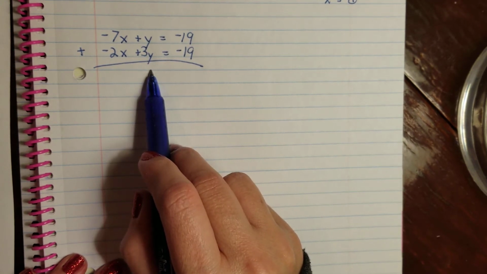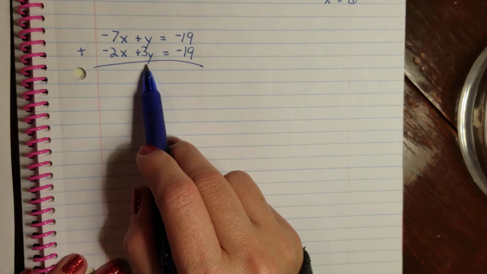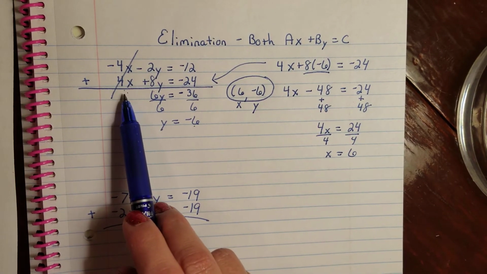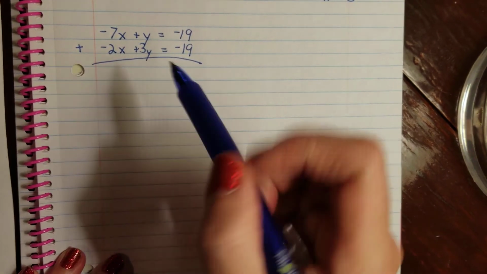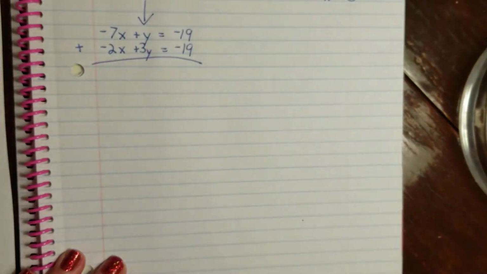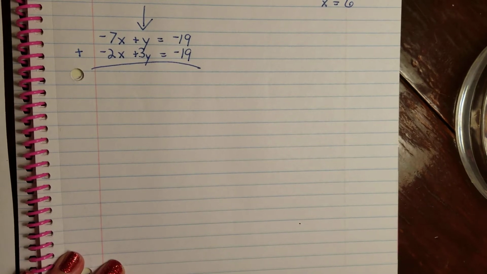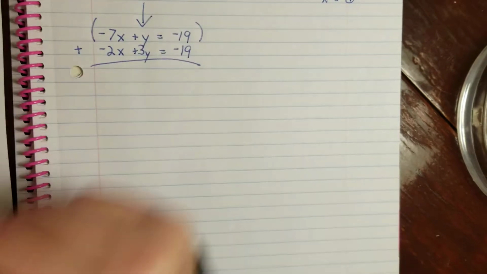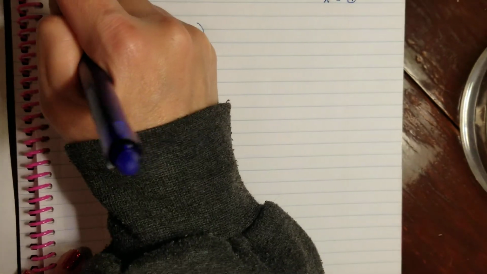Well, I need something to eliminate. Either my x's need to eliminate or my y's need to eliminate. So if they're not automatically eliminating like they did in the last problem, we're going to make them eliminate. I notice that right here, if that top equation was maybe, I don't know, a negative 3y, they would easily eliminate. And that's what I want to do. So what I'm going to do is multiply every single term in the first equation by negative 3.